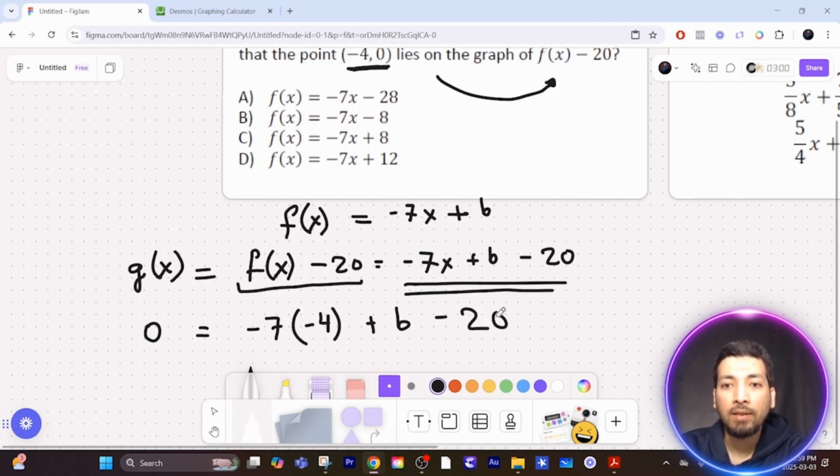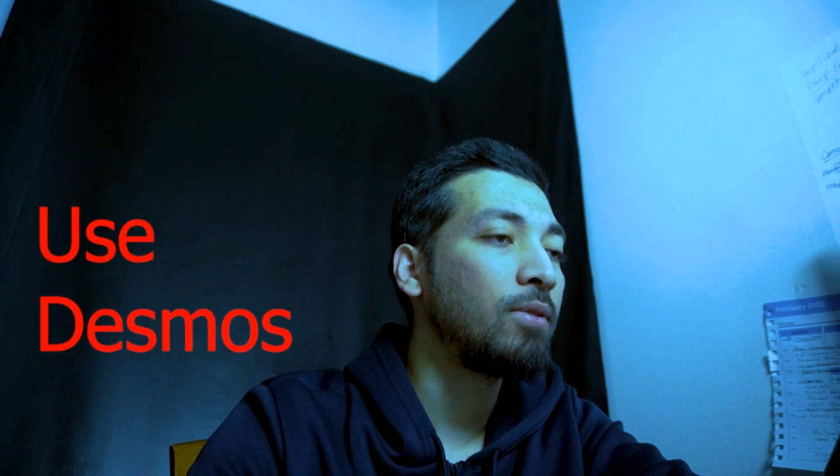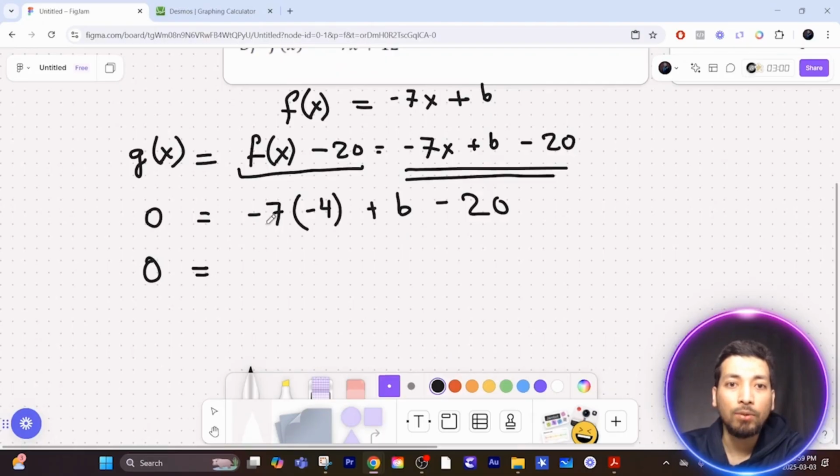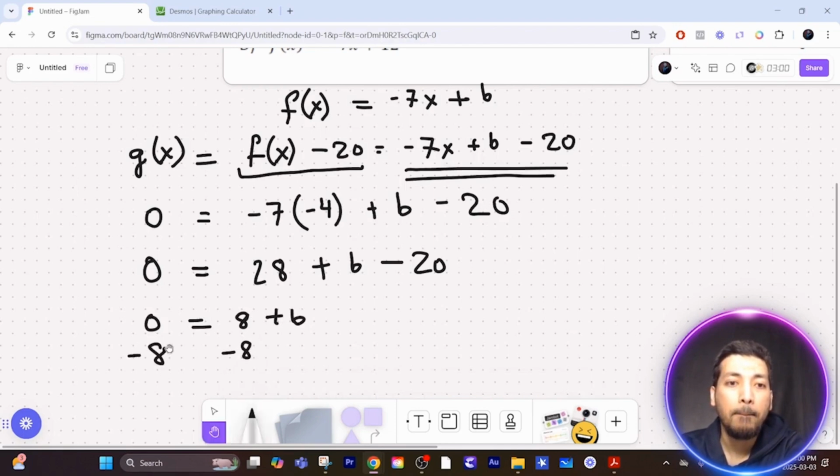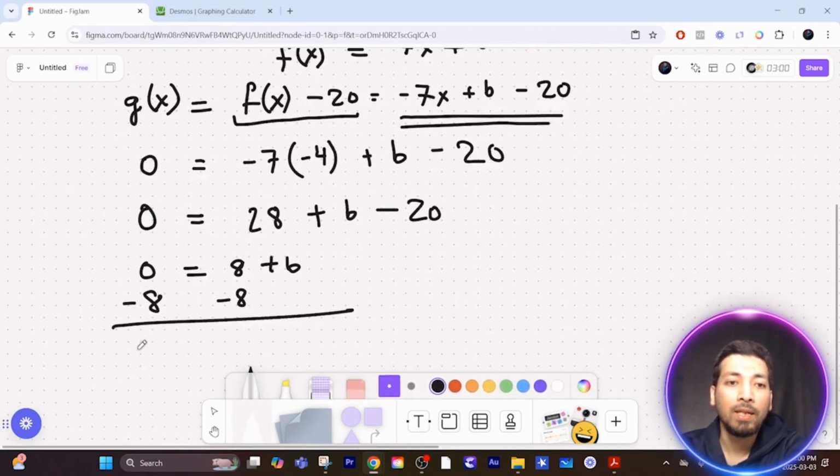minus 20. And if you solve it, you can quickly use Desmos for this, but let me just show you how you can solve it manually here. So 0 is equal to negative 7 times negative 4, that is 28, plus b minus 20. We are getting 0 is equal to 8 plus b. Subtracting 8 from both sides, we are getting negative 8 is equal to b.